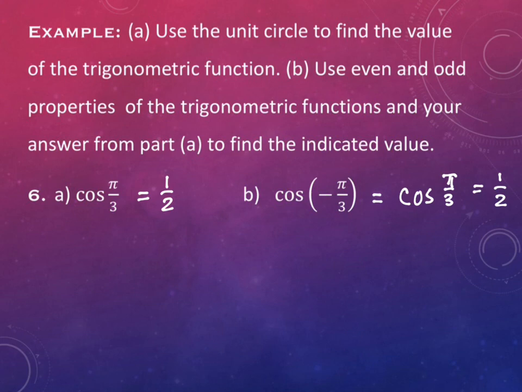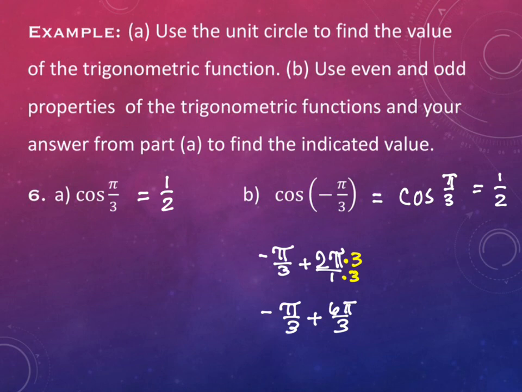Now let's do it with reference angles just so you can see it works, because I'd like for you to see that it's the same value. If I were doing this with reference angles, I would need to add 2 pi to this, 2 pi over 1. I would need a common denominator. So this would be the same as negative pi over 3 plus 6 pi over 3, which would give me 5 pi over 3. Everybody good so far?